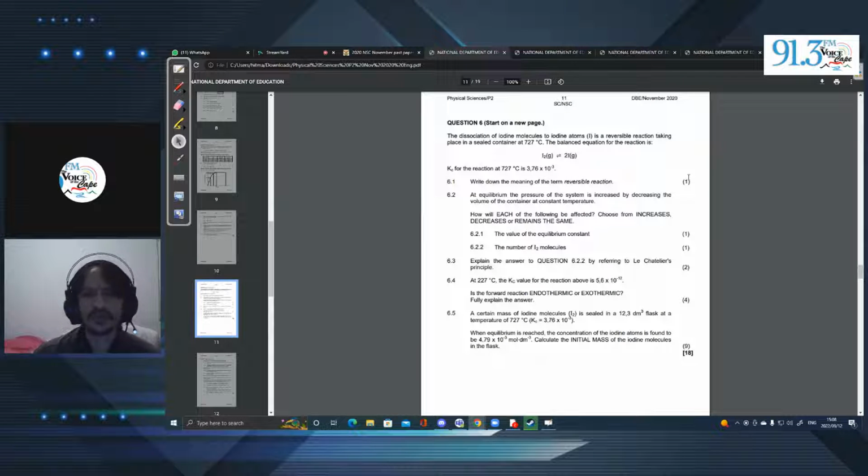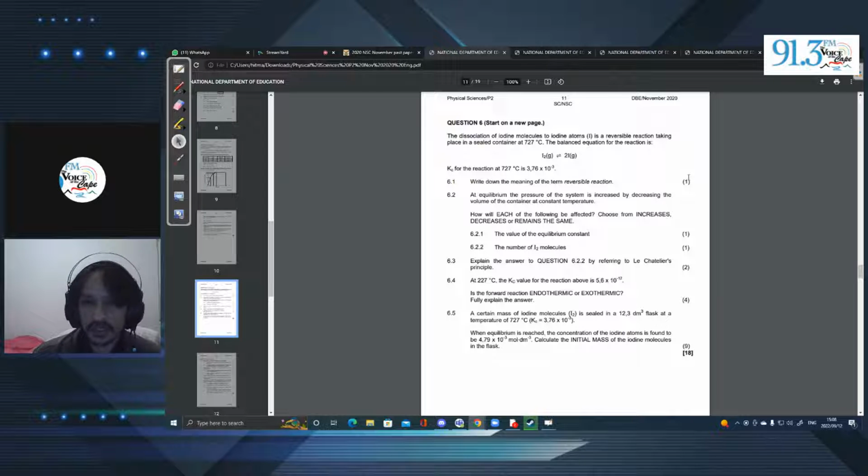So 6.2, at equilibrium, the pressure of the system is increased by decreasing the volume of the container at constant temperature. How will each of the following be affected? Choose from increases, decreases, or remains the same. So they state the value of the equilibrium constant.